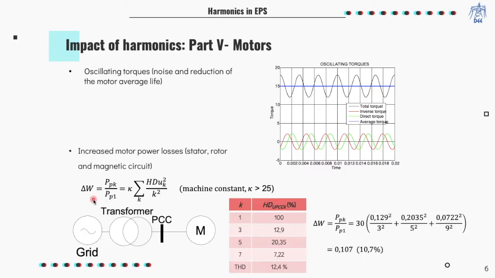As an example, imagine a motor fed with a supply voltage which contains the harmonic distortions in the table. Considering a machine constant of 30 and applying the previous expression, we can observe that the harmonics increase the power losses with respect to the fundamental at 10%.